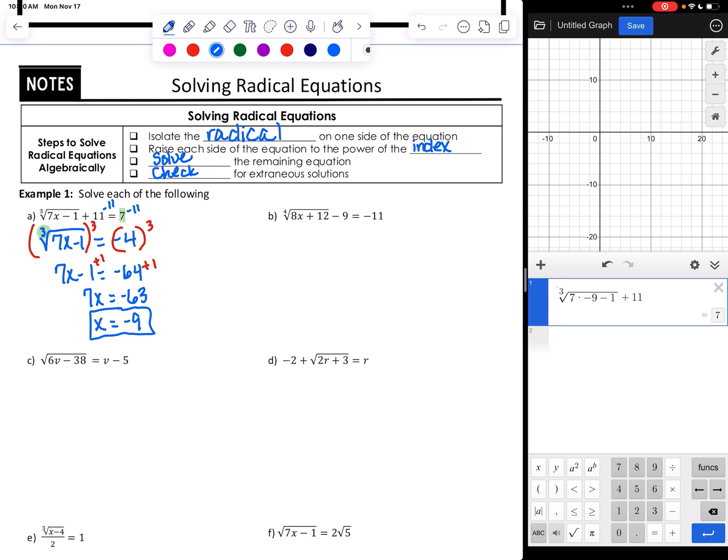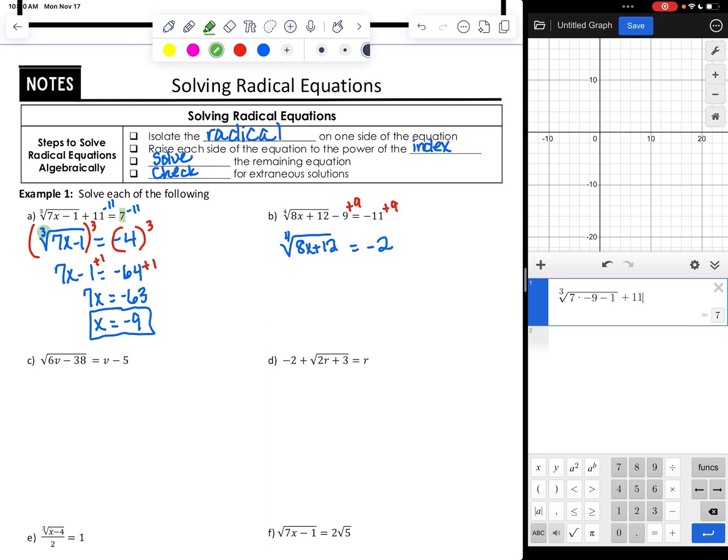All right, in problem B, we have the fourth root of 8x plus 12 minus 9 is equal to negative 11. So I'll start out by isolating the radical. So we get the fourth root of 8x plus 12, and that is equal to negative 2.